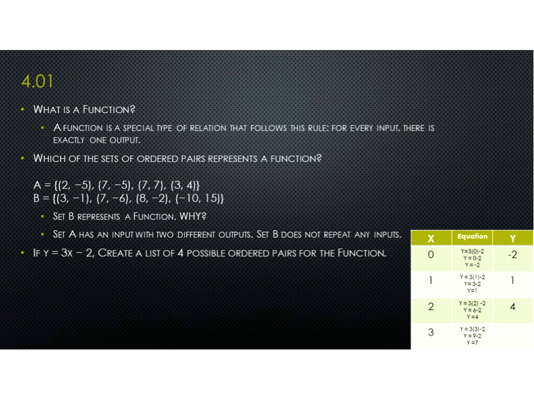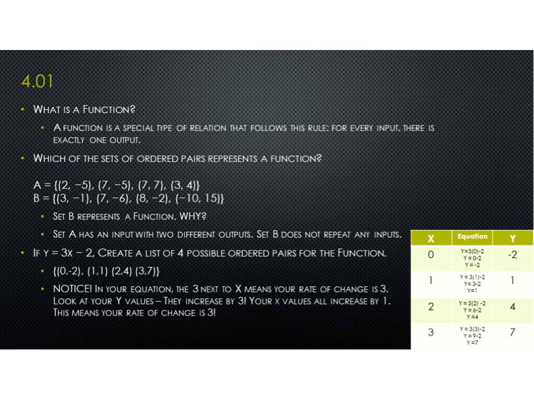Finally, I do it one more time. 3 times 3 is 9. 9 minus 2 is 7. So here I have 3 as a value of x and 7 as a value of y. Any questions about how I did this? Okay, no questions. Let's continue. So there's my list of 4 possible ordered pairs for this function.